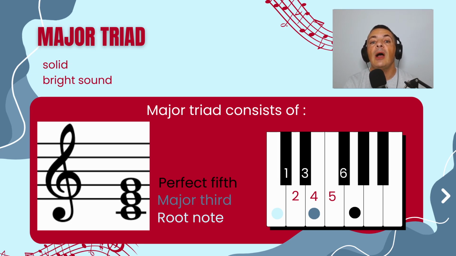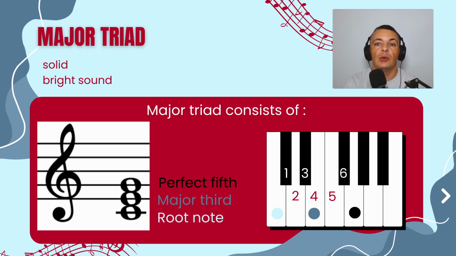Now let's see how to find a perfect fifth. A perfect fifth is an interval found in both major and minor triads, and we'll now explain how to find it. There are a few ways to identify the perfect fifth. It's the seventh half step from the root.